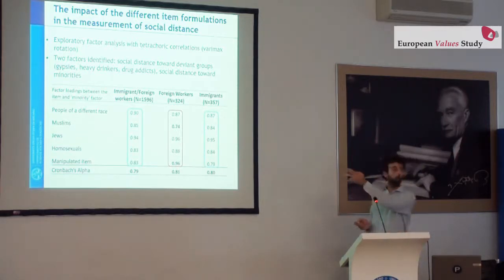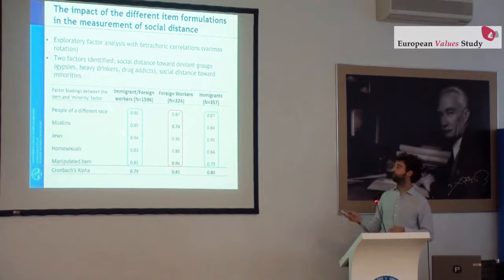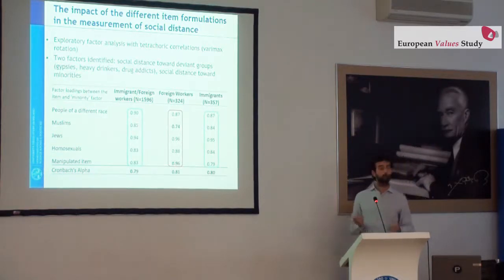So, according to the different formulation, here we have immigrant foreign workers, here we have foreign workers, here we have immigrants. If we want to compare, also in this case, the factor loadings according to different item formulation, we can see that for the formulation immigrant foreign workers and the immigrant one, we have very similar factor loadings for all of the items: 0.9, 0.86, 0.87, 0.85, 0.84, very similar.